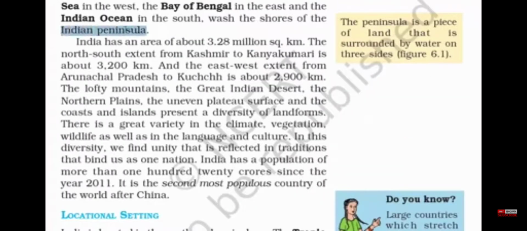So India is a peninsula. What is a peninsula? Peninsula is a place which is surrounded by water from three sides. Because if there is water on the fourth side, that becomes an island. So India is a peninsula.